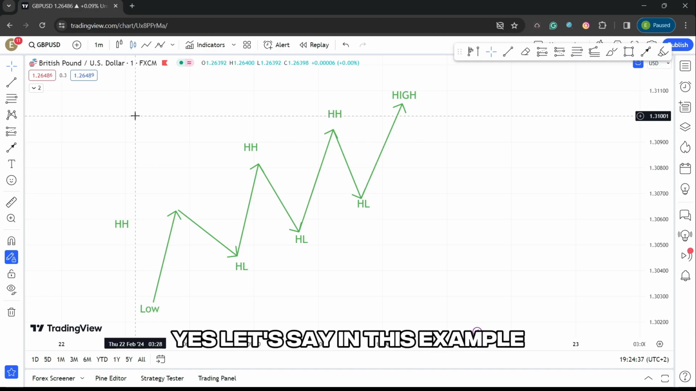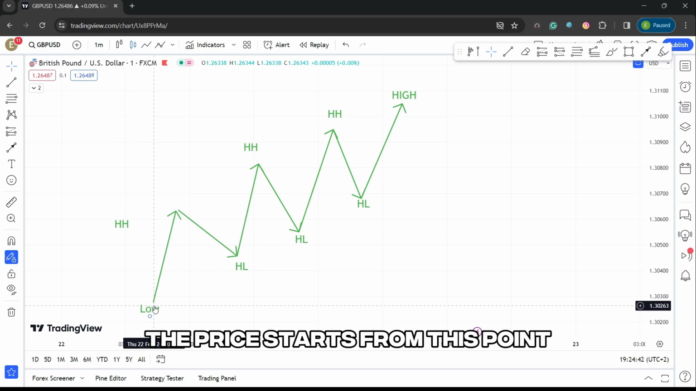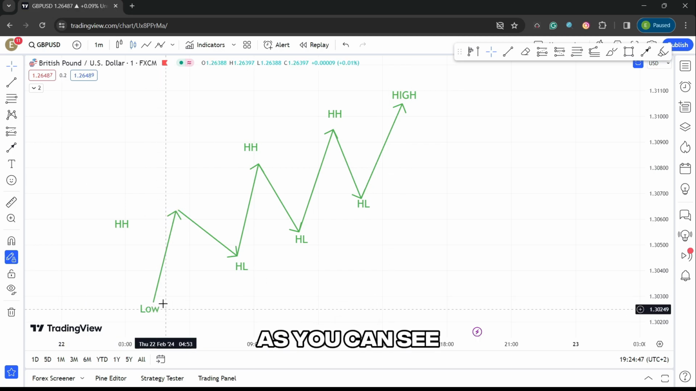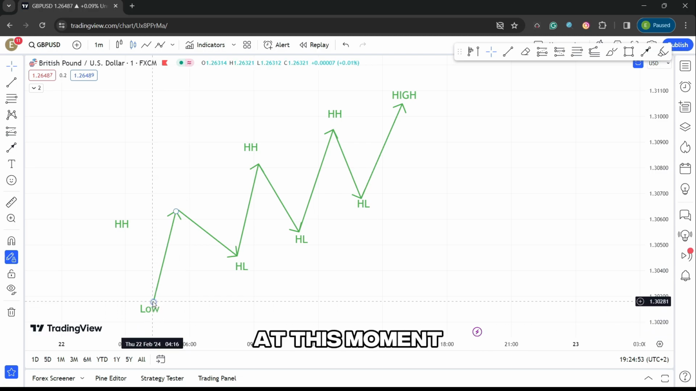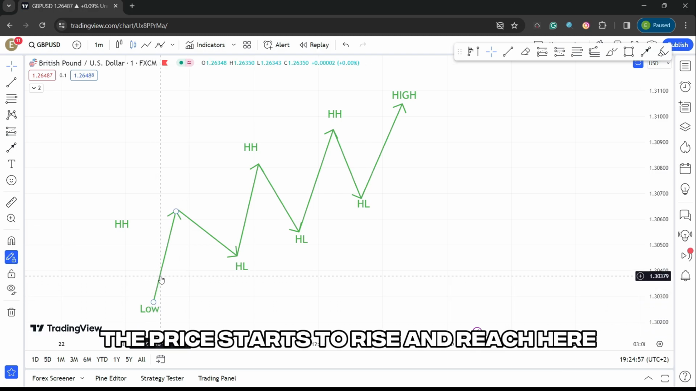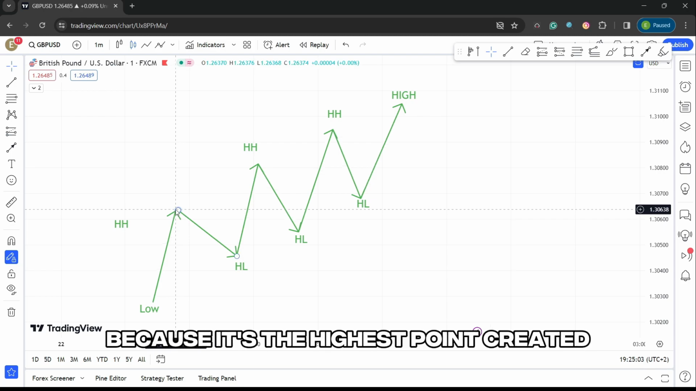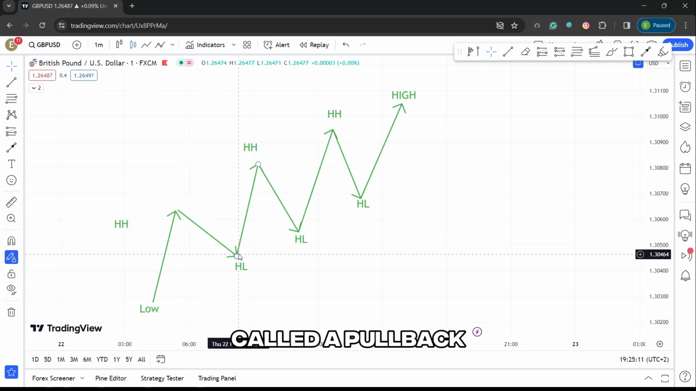Let's say in this example we start from here, that's a low. The price starts from this point, which again is a low. This is the lowest point, as you can see, nothing is lower than this one. At this moment the price starts to rise and reach here. That point is called a high because it's the highest point created by the price so far. From this high, a small rejection is created called a pullback.